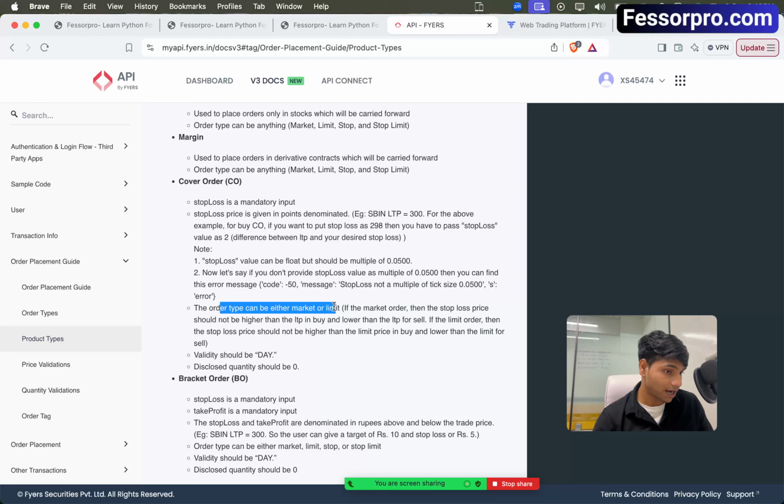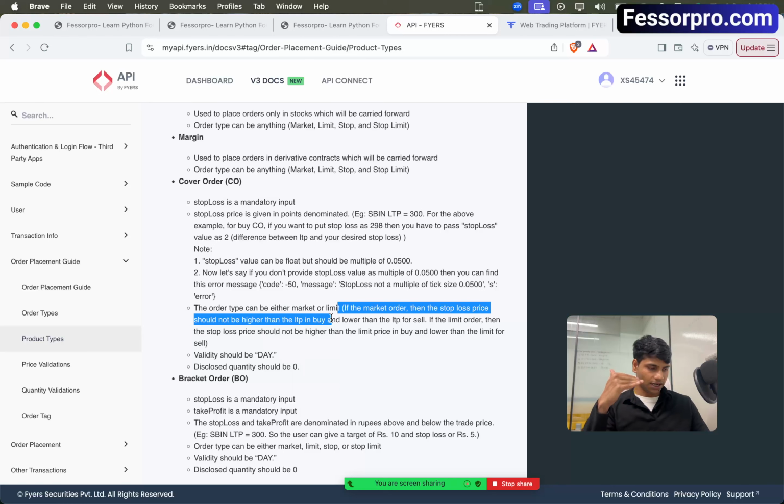The order type can either be market or limit. If it is a market order, then the stop loss price should not be higher than the LTP. Now imagine the current price is 100 and you want to place a stop loss at 95. Current market price is 100. You cannot place the stop loss above the LTP, that is above 100. You cannot place a stop loss at, let's say, 102. That is not allowed. If you do this, it will throw an error.